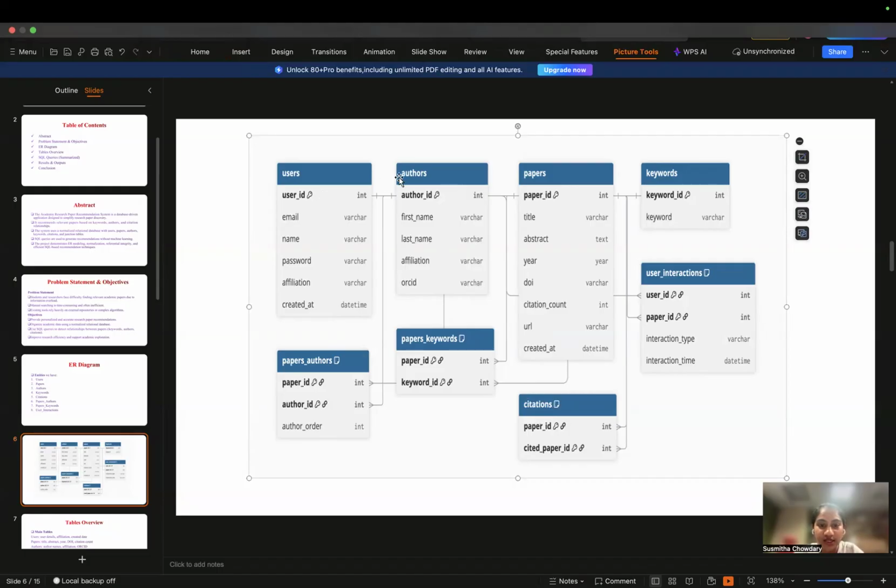So here, users and authors have many-to-many relationships, papers to paper authors have a one-to-many relationship, and authors to paper authors have a one-to-many relationship, and papers and paper keywords, user interactions have one-to-many relationships, and keywords and citations also have one-to-many relationships. This is the entire ER diagram of my project.